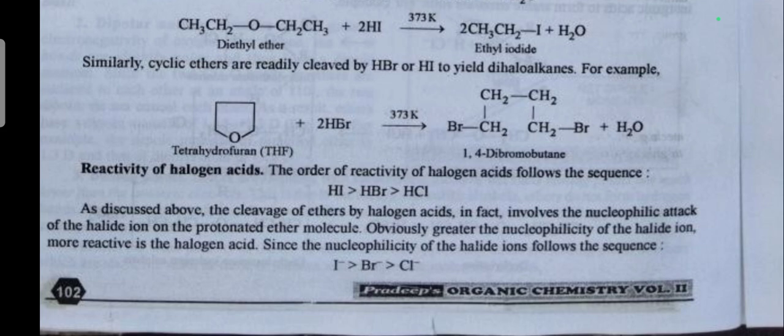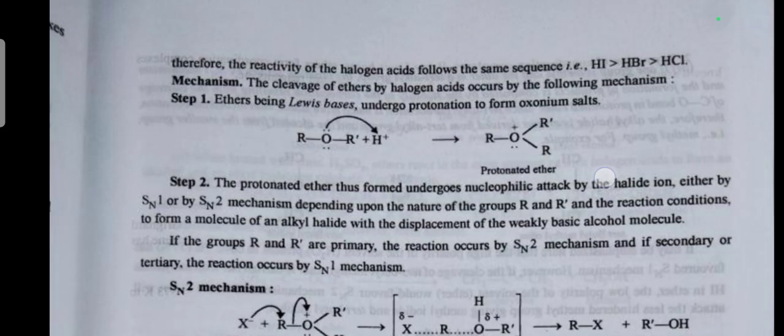Therefore, the reactivity of the halogen acids follows the same sequence: HI, HBr and then HCl. Mechanism. The cleavage of ethers by halogen acids occurs by the following mechanism. Step 1. Ethers, being Lewis bases, undergo protonation to form oxonium salts.